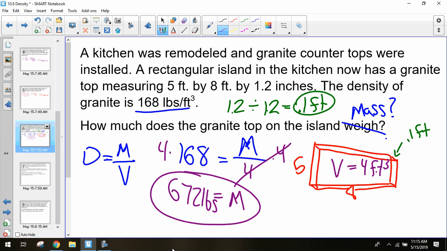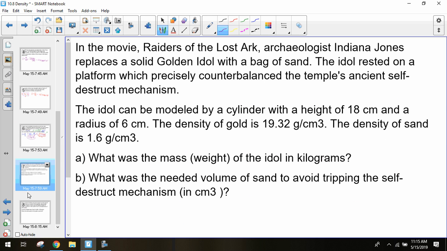All right, we're going to do one more question together, and I'm going to give you a question to try. So in the movie Raiders of the Lost Ark, the archaeologist Indiana Jones has to replace a solid golden idol with a bag of sand, and the idol is resting on a platform which precisely counterbalances the temple's ancient self-destruct mechanism. There's that scene where he has the bag of sand, he has to switch it very carefully, but then the boulder comes. If you haven't seen Raiders of the Lost Ark, you know that scene.